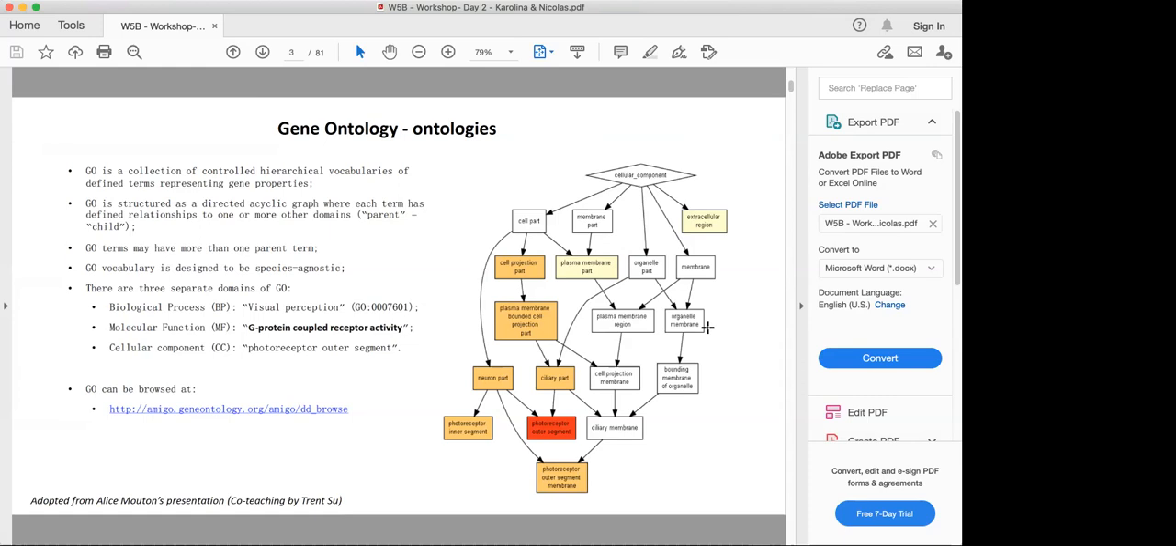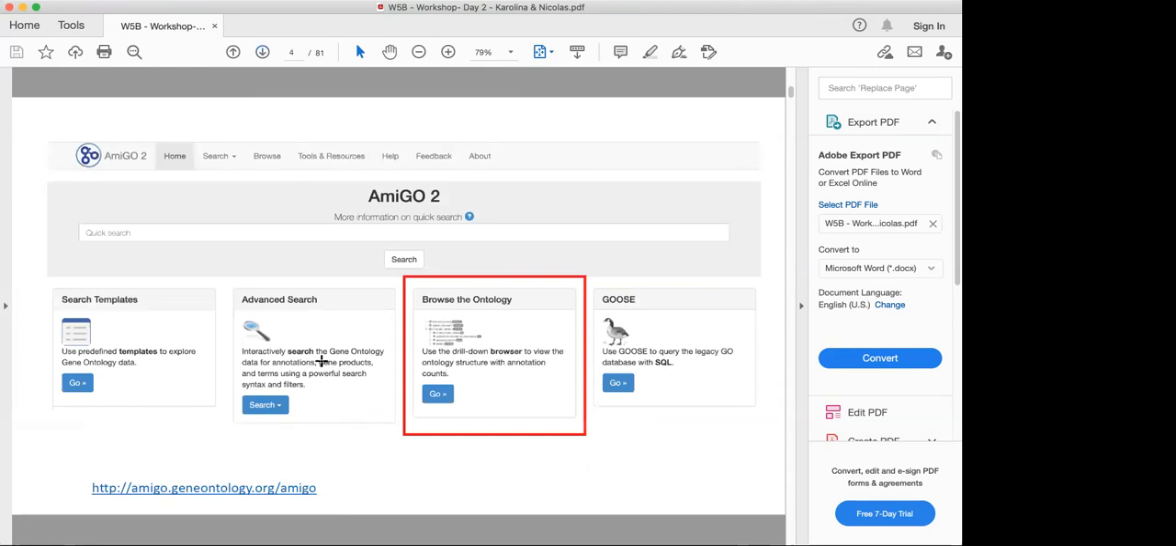And gene ontology can be browsed at this website. If you go there, it will bring you to this website, AmiGO, and you can browse the gene ontology, for example, here.